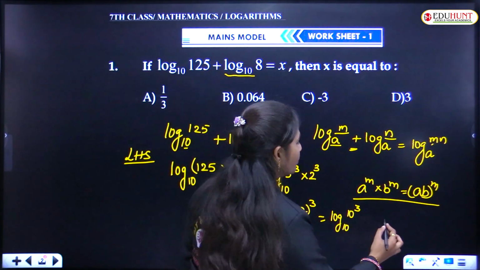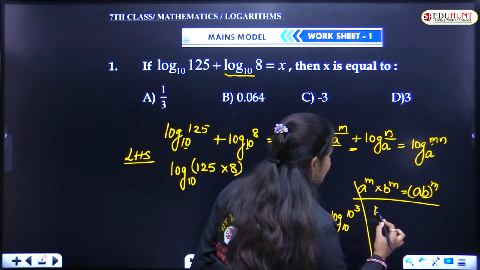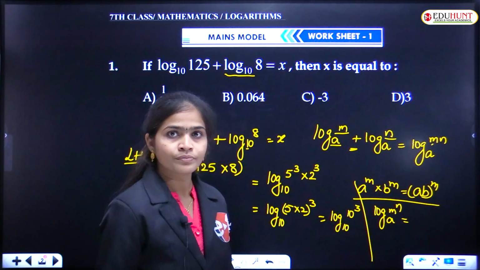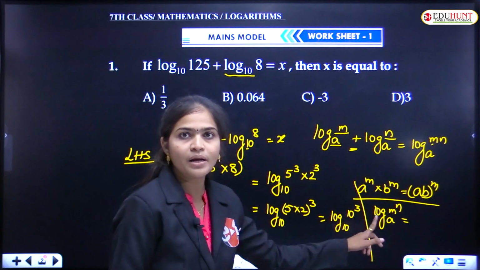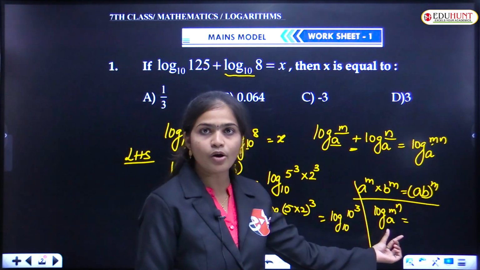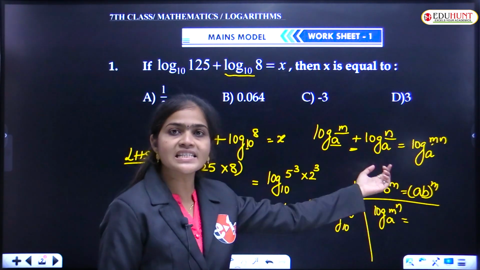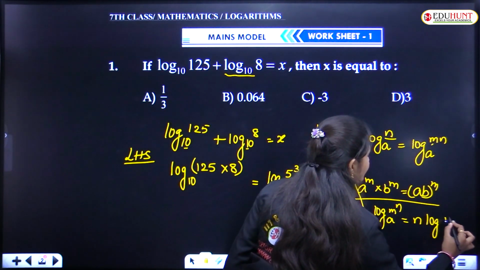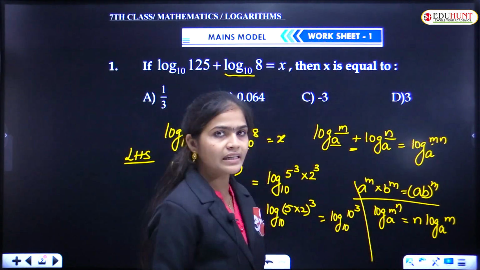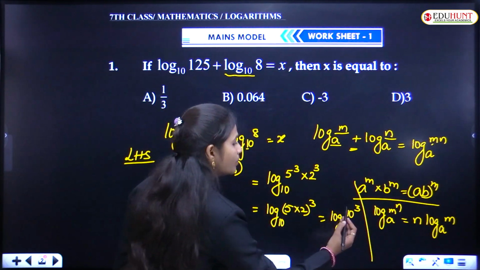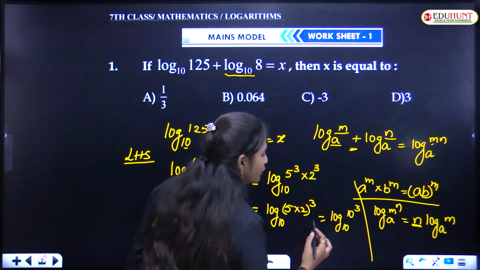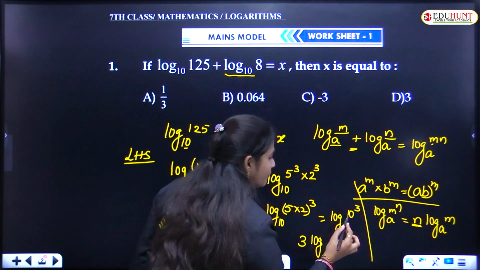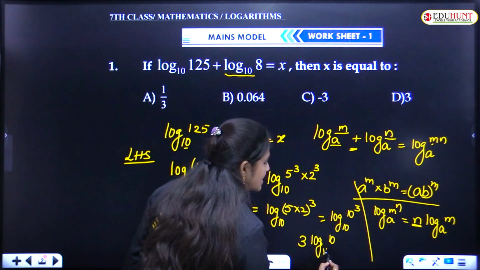Now this is in the form of another law. What is that? Log of m power n to the base a. Yes or no? These two also look the same, right? This is another law, and we already discussed its proof also. So what is the answer here? Yes, n times log m to the base a. So apply that formula here. At the place of n we have 3, log, at the place of m we have 10, and the base is 10.